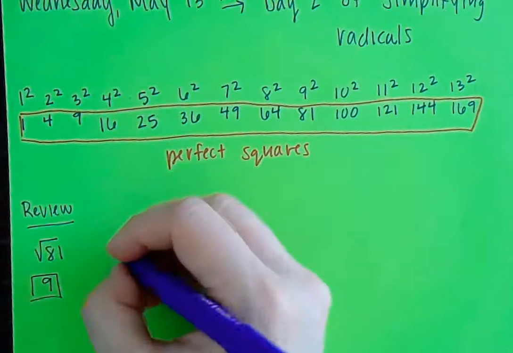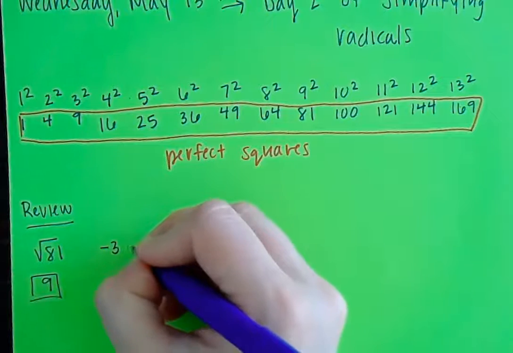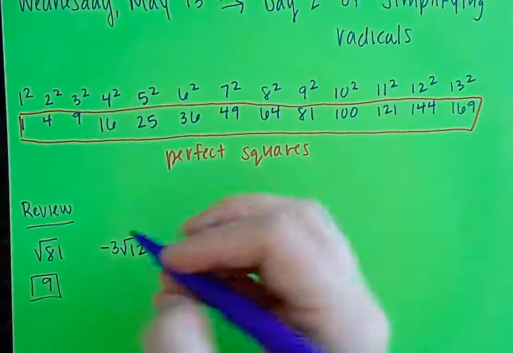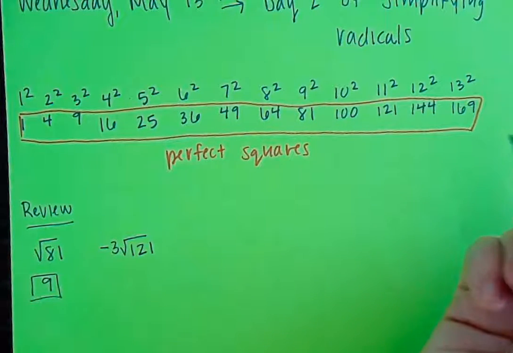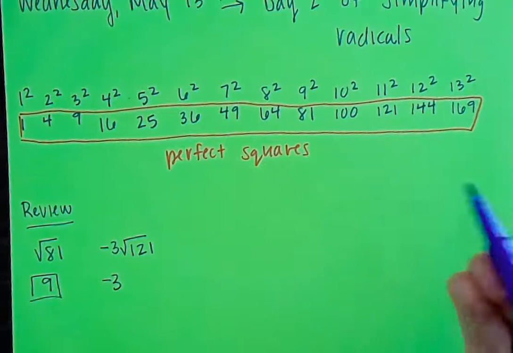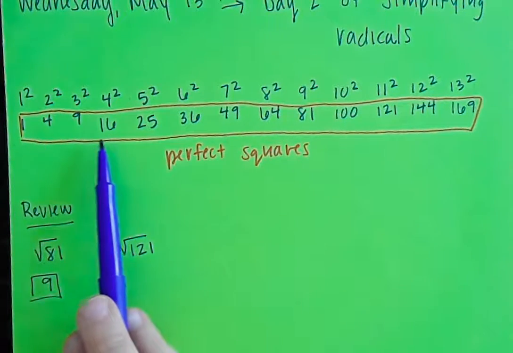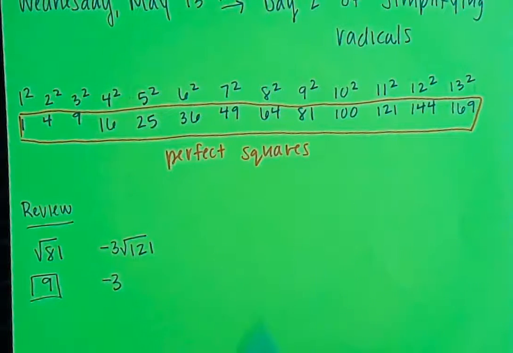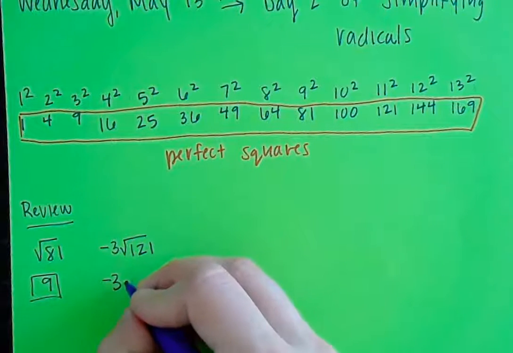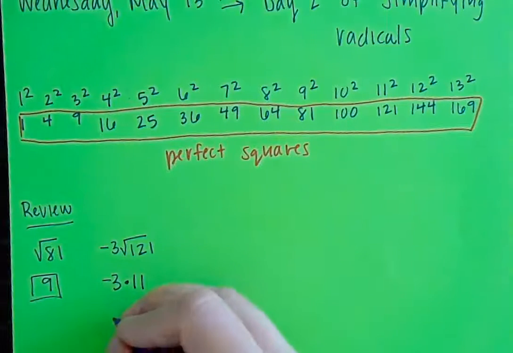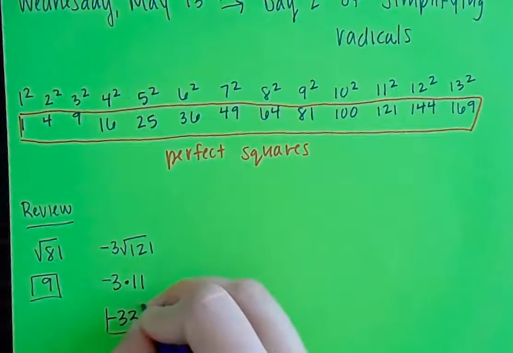Now, what if we had negative 3 times the square root of 121? I can't do anything with that negative 3 out in front right now, it's just hanging out, so drop it down. But now, is 121 on our list of perfect squares? Yep, it's 11 squared. So the square root of 121 is just 11. Now how do I finish this off? What's negative 3 times 11? Negative 33, bingo. Good work, team.